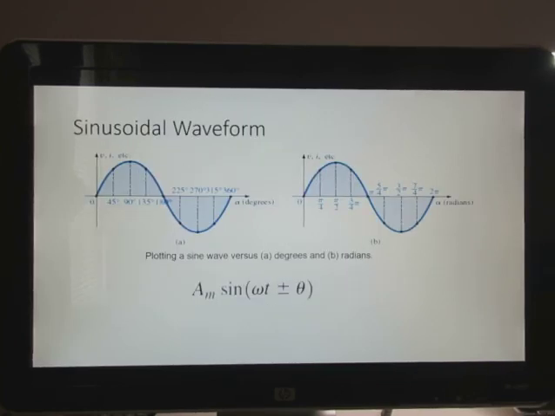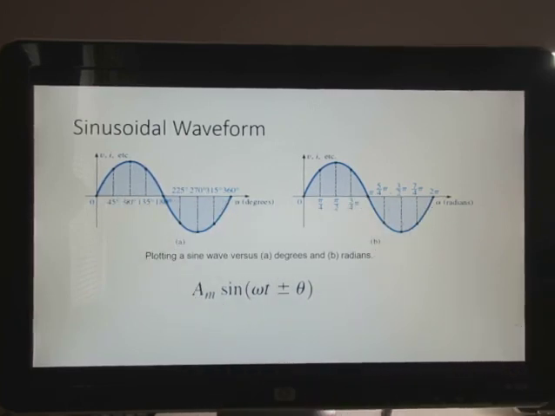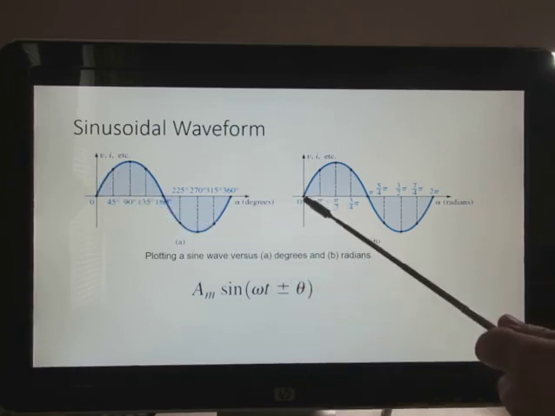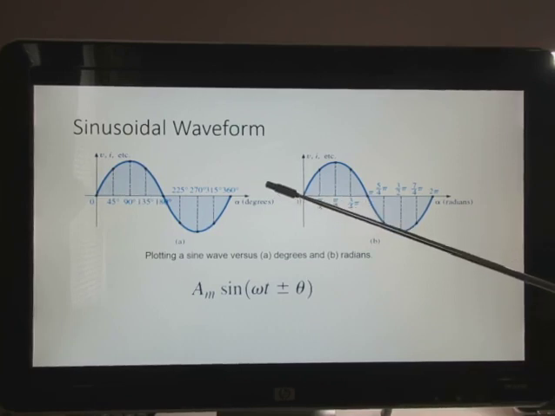Now we could plot a sine wave with the y-axis as the magnitude and the x-axis in either degrees or radians. And this is the mathematical expression that we use. We have the peak amplitude here, times sine of omega t, which is the angular velocity times time, plus or minus some phase shift. These wouldn't have a phase shift because they're starting at the origin. However, if we moved it to the left, it'd be a positive phase shift. If we moved it to the right, it'd be a negative phase shift.